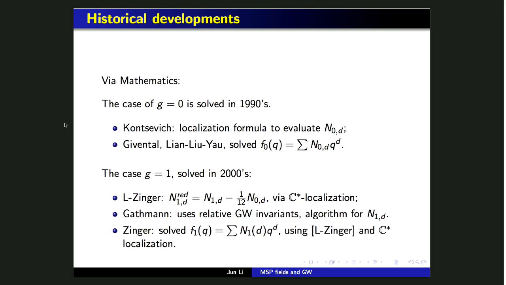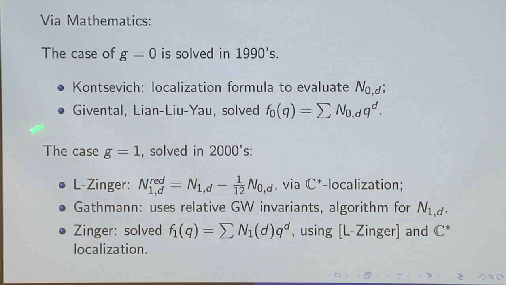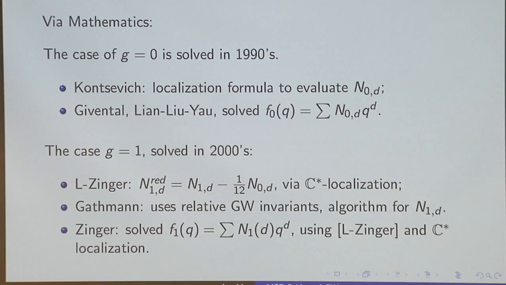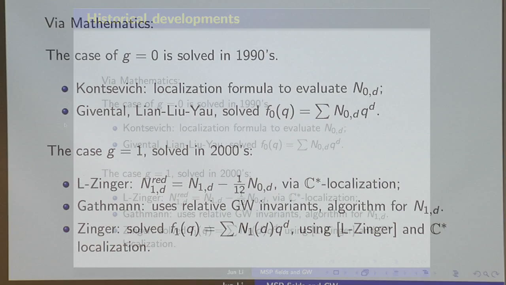So he went on using the localization formula here. I didn't write it down, but he used the localization formula and a lot of technique to prove that the F1 derived by BCOV actually is the generating function for the Gromov-Witten invariants. So this is the genus 1 case.